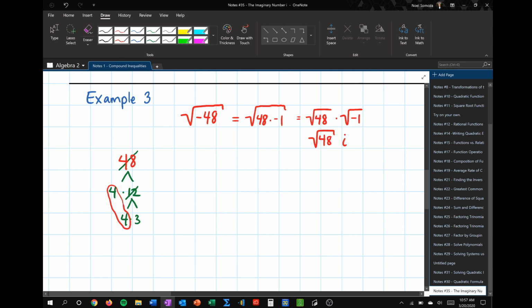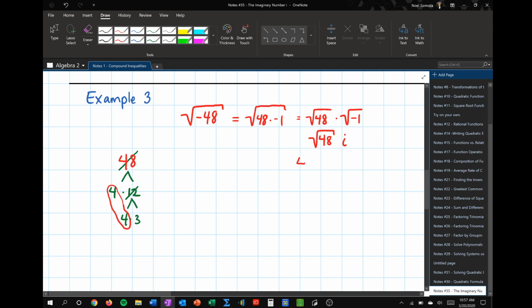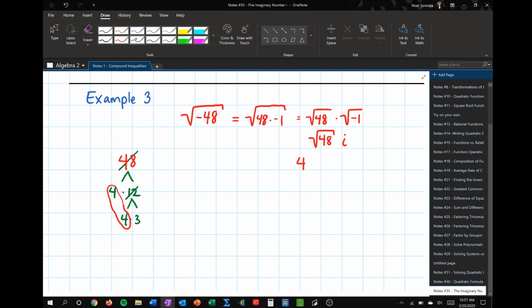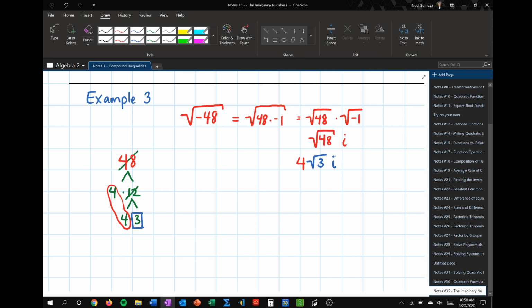Now, because that is the pair, the 4 gets to escape, so 4 goes outside. Who's the loner? That's 3. You can't factor him anyway, so he's boxed in and stays inside the square root. And then you drop your i. Now, why does it work? Why is it that that is the answer?